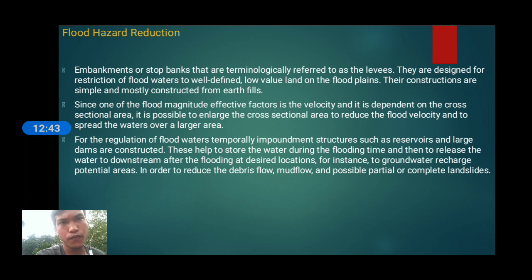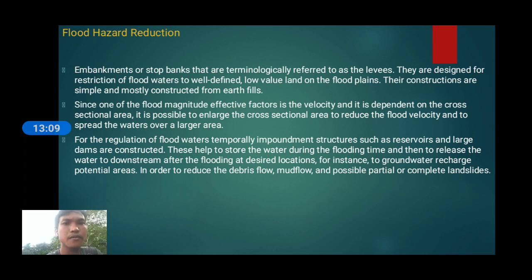Then flood hazard reduction. Embankments or stop banks are terminologically referred to as levees. They are designed for restriction of flood water to a well-defined low-value area of floodplains. Their construction is simple and mostly from earth fills.